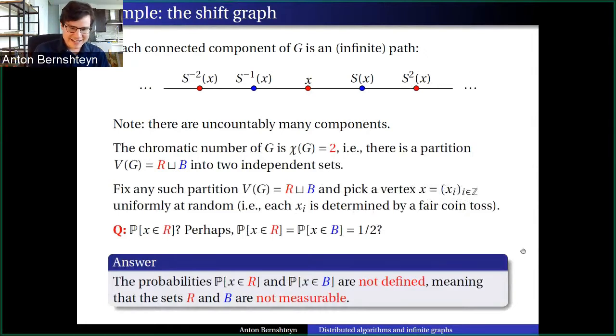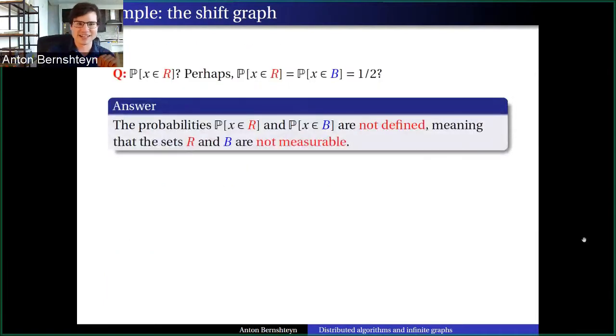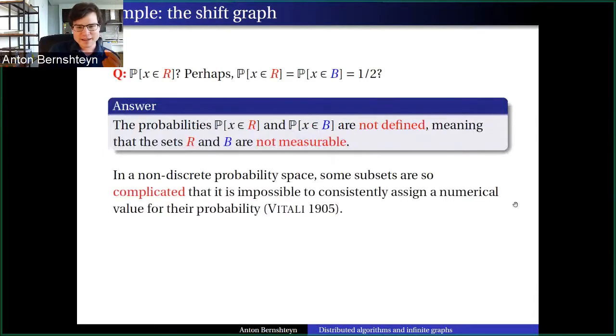And the reason is that there's this issue of these color sets being what is called not measurable, which really means that the value of this probability of a point falling in one of these sets is just not a well-defined quantity at all. So maybe let me elaborate a bit on this. Again, we're asking what is the probability that a random vertex of the graph falls into the red set or the blue set, and then saying that it's not measurable. So this is exactly an instance of these phenomena that only occur when you work with infinite structures.